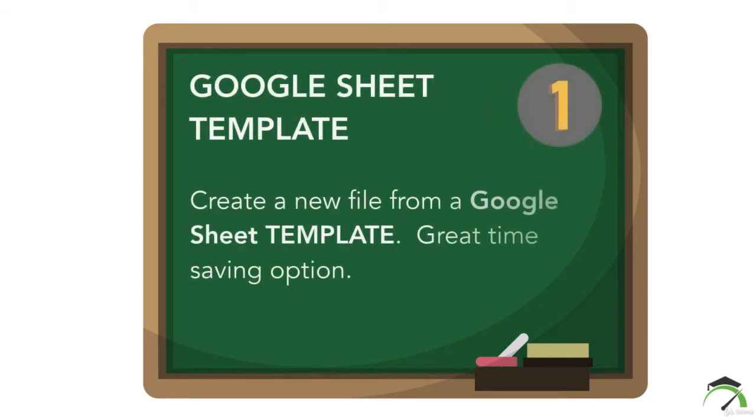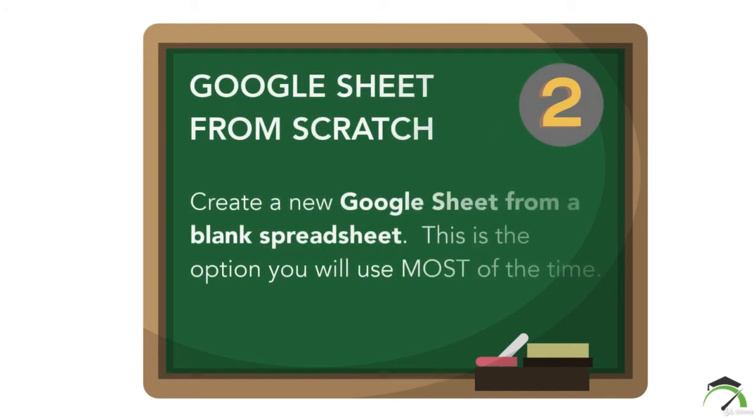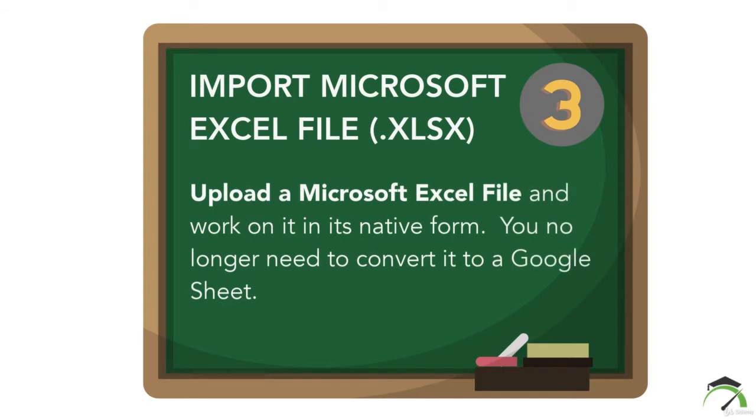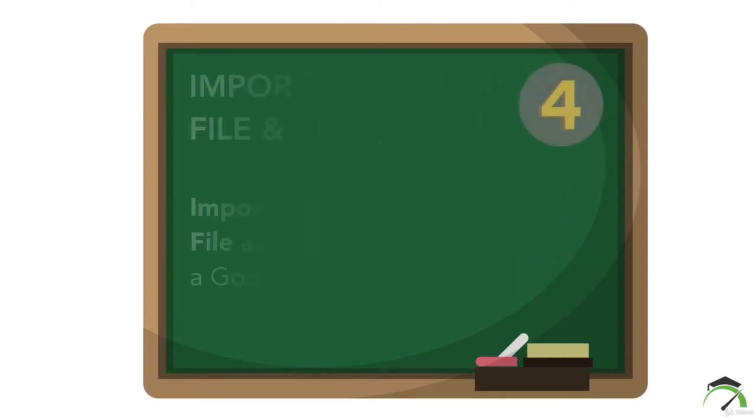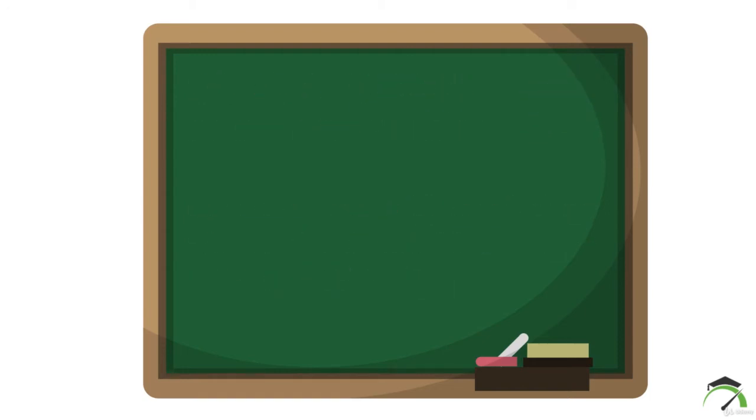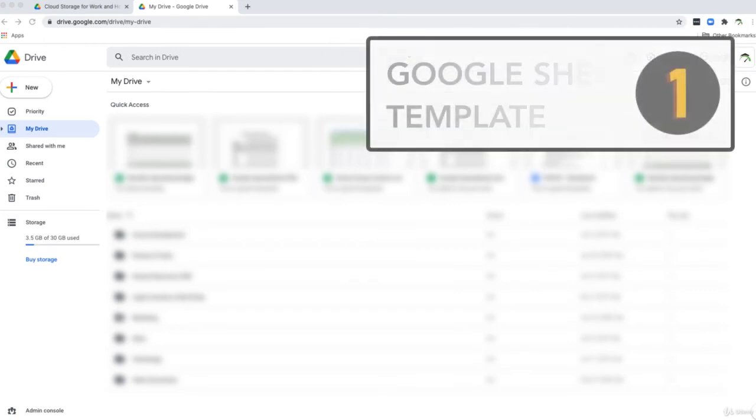Quickly, they are: create a new file from a template. Number 2, create a new file from scratch. Third, import a Microsoft file and work on it natively. Now, this is a relatively new option, and I'll talk about this in just a little bit. And lastly, import a Microsoft Excel file and then convert it to a Google Sheets file. This last option is what we'll be doing for this course. And the first option I'd like to cover fairly quickly is creating a new file from a template.